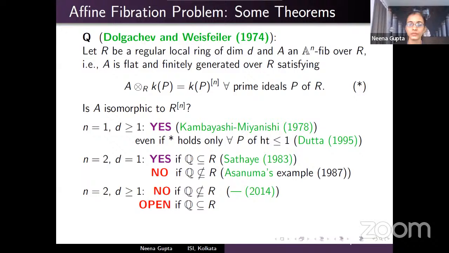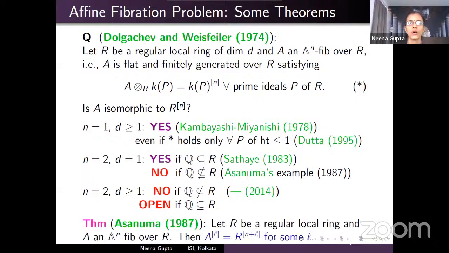However, if the ring contains the field of rational numbers, the A^2 fibration problem is a completely open problem. The best known result, at least some structure theorem, was given by Asanuma in the area of affine fibration. It says that over a regular local ring, any A^n fibration is a stably polynomial ring. So in some sense, A^n fibrations are the proper candidates for having counterexamples to the cancellation problem, because they are always stably polynomial rings.